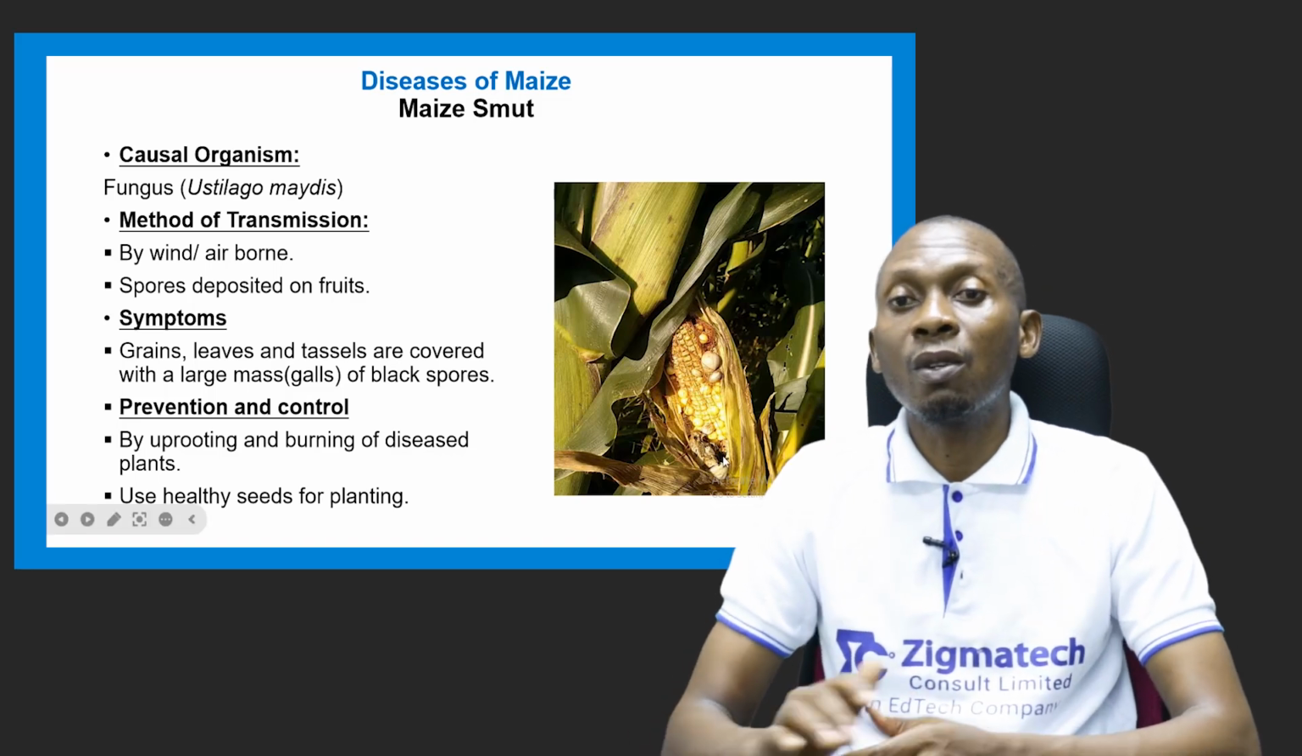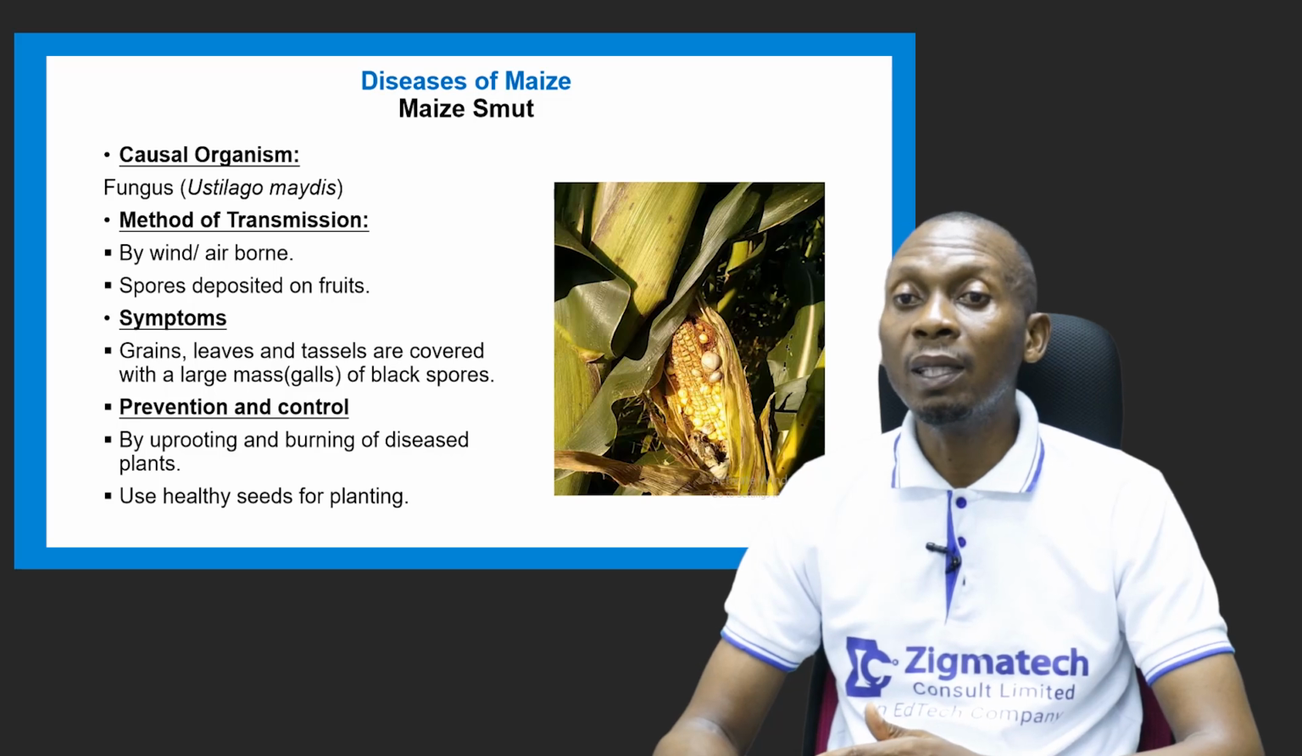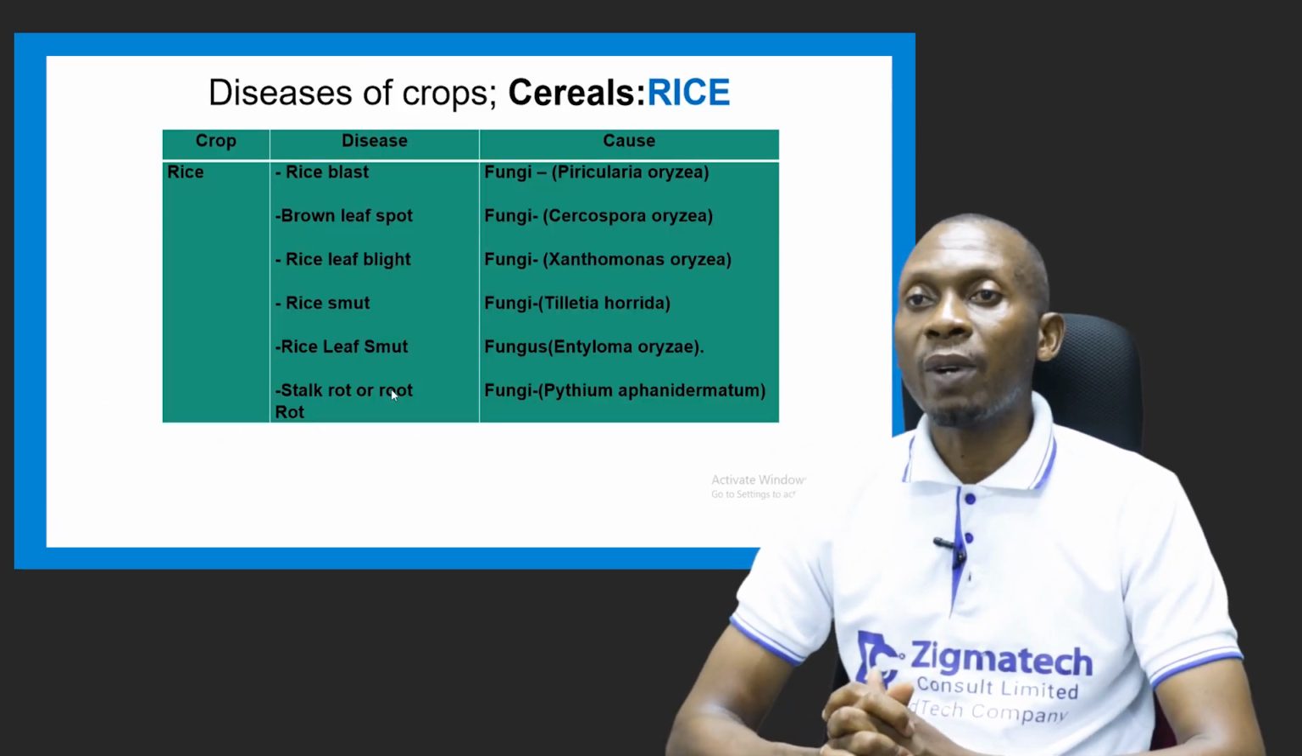Now, how is it prevented and controlled? You need to uproot the plant, you need to burn them, and you can also make sure you use healthy seeds while planting. Let's go to another cereal, rice.